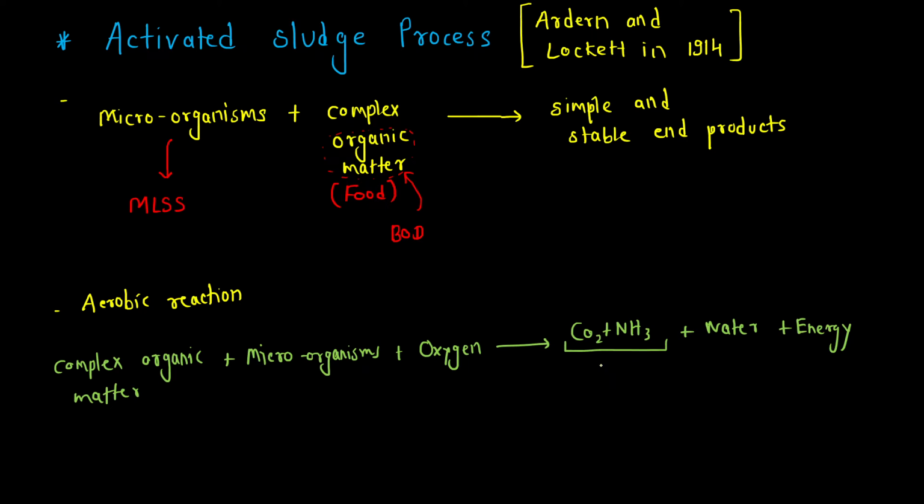As we have seen, this complex organic matter acts as food for microorganisms, and if this reaction takes place in presence of oxygen, it is called an aerobic reaction. This CO2 plus NH3 that we are seeing, we call simple and stable products, or we can also call it biomass, or sometimes sludge. These all represent the same thing. This sludge or biomass is produced due to the reaction of organic matter with microorganisms in presence of oxygen. You should know these two things first, and then we go for the main activated sludge process.